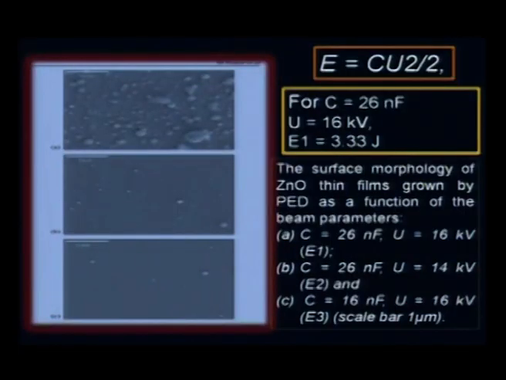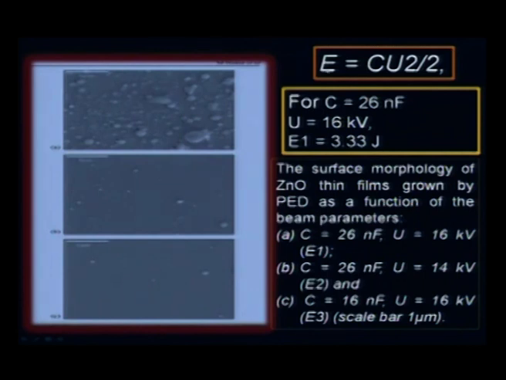As I told you in the previous slide, this zinc oxide can be easily made with a very high degree of orientation. There are factors that we need to bear in mind when we deposit zinc oxide. For example, the beam energy parameter is actually given by this relationship, and it goes as E equals C U squared by 2, where C is your capacitor and U is your discharge voltage. So, for an external capacitor of 26 nanofarads and beam voltage of 16 kV, you would end up with a beam energy of 3.33 joules.